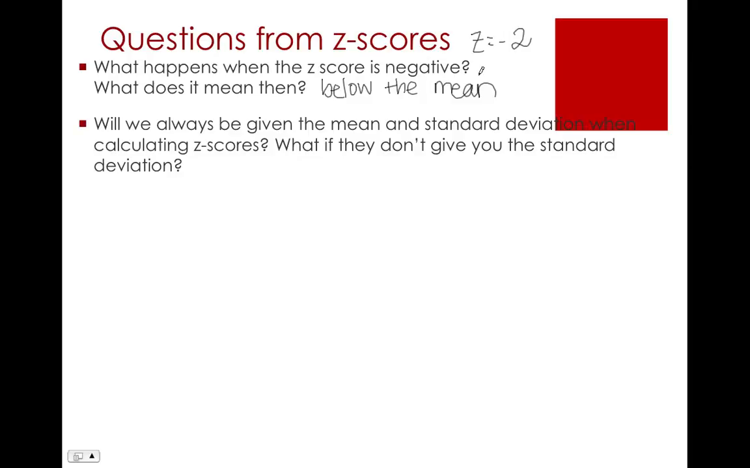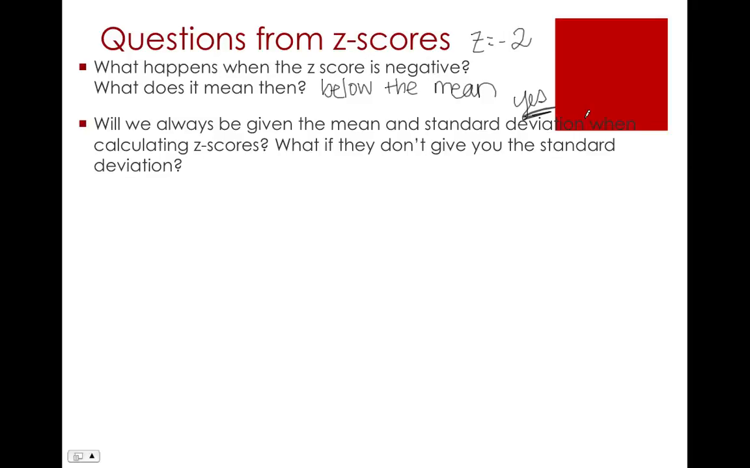Second question, will we always be given the mean and standard deviation when calculating z-scores? What if they don't give you a standard deviation? Yes, if you're being asked to calculate a z-score, you'll be given a mean and standard deviation. The only exception to that is like in the warm-up problem where I gave you variance instead of standard deviation.